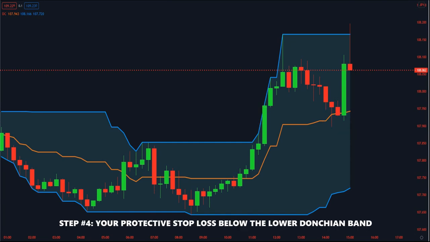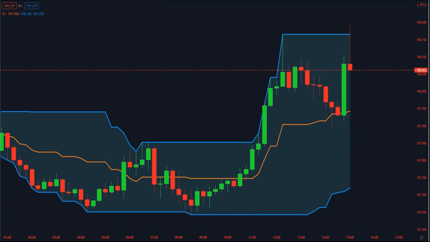Step number 4, hide your protective stop loss below the lower Donchian band. Your stop loss can be placed below the lower Donchian band. The catch is that you need to move to the left side of the chart and find the first part of the lower Donchian band where it is flat. You'll find that oftentimes the Donchian channel will plot perfectly flat lines. This can provide us with excellent spots to hide our stop loss. Last but not least, we also need to define where we take profits.